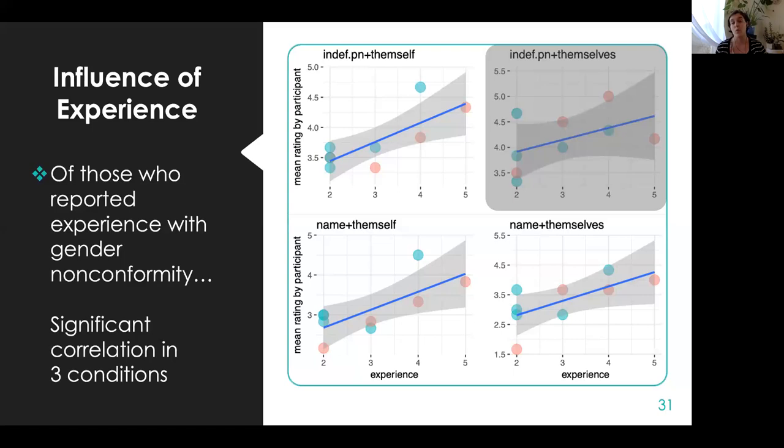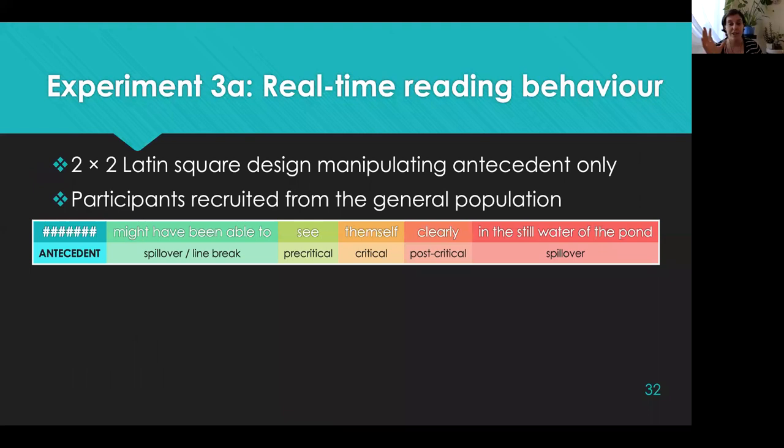So that's all well and good. That's offline conscious rating studies. The next thing I wanted to look at was what we actually do in real time. So what do we do before we know what we're really processing? To do this, I came up with a 2x2 design and recruited participants from the general population.